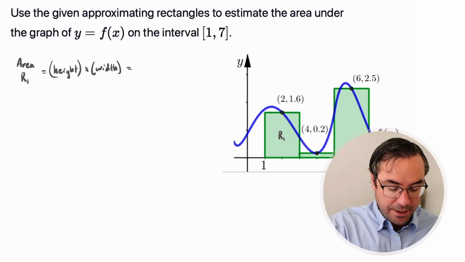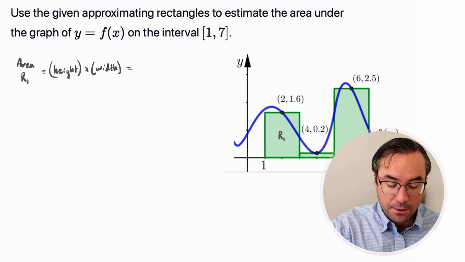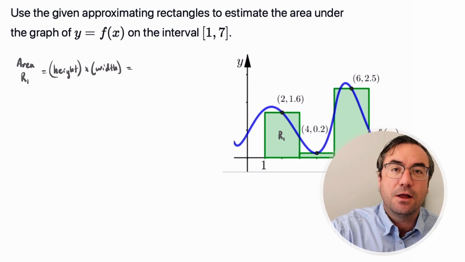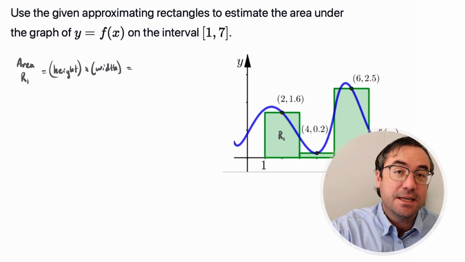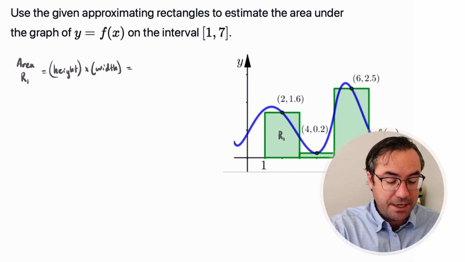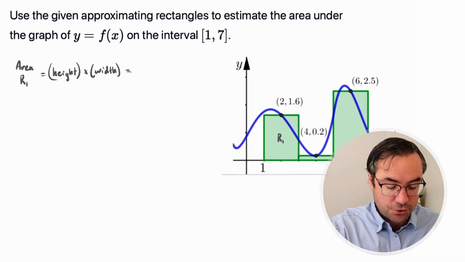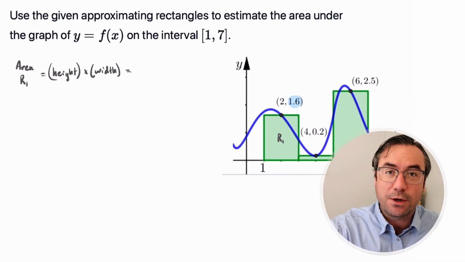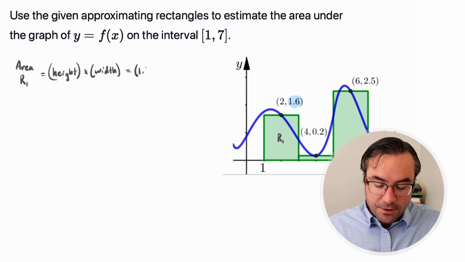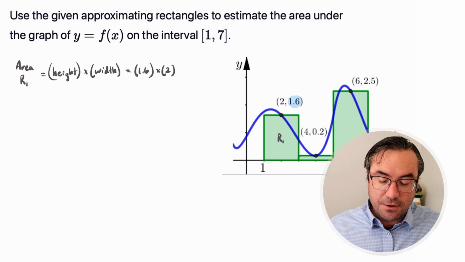All right, so what's the height of this rectangle? Well, we're using this point along our curve as our height, giving us information about our height. So the height here we can extract from the y-coordinate. What we're seeing in this first rectangle, the height is 1.6, and then the width of the rectangle is 2.